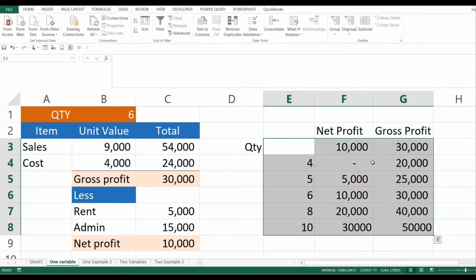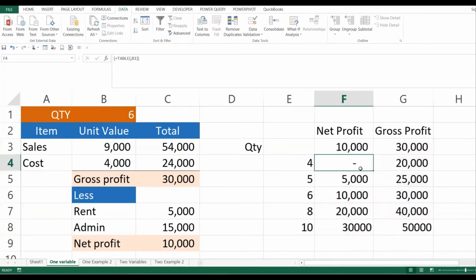When you do that, what Excel actually does behind the scenes is it says the quantity is 4, it puts it here, gets the gross profit and puts it there. So if we change this one to 4, you see the gross profit is 20. When the quantity is 4, the gross profit is 20 and the net profit is 0. You can see here 0.